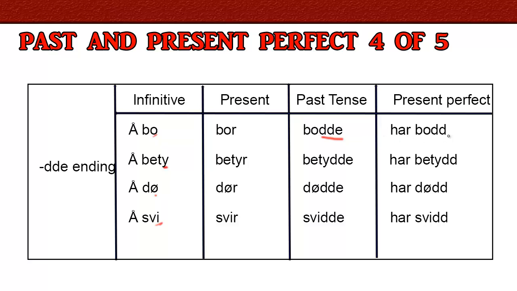har bodd. Again here, you remove the E. Or bety, betyr, betydde, har betydd, remove the E. Or dø, dør, dødde, har dødd, og svi, svir, svidde, har svidd. Stress on the E, double D and E.